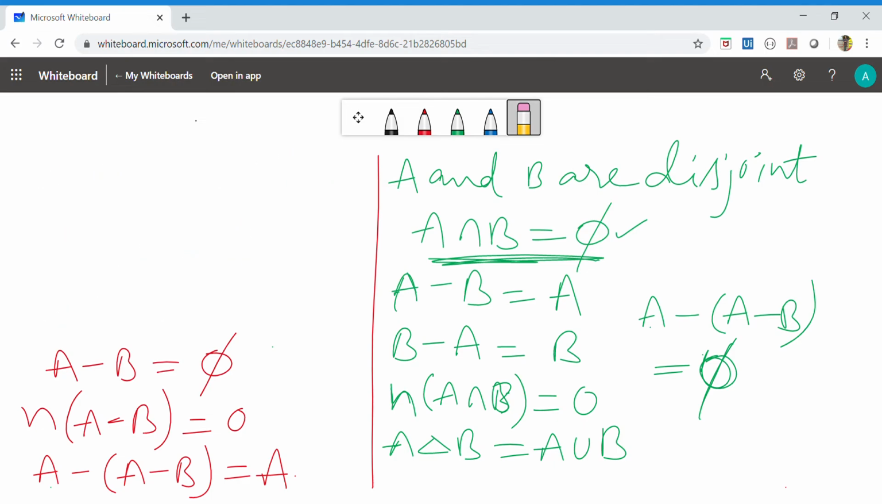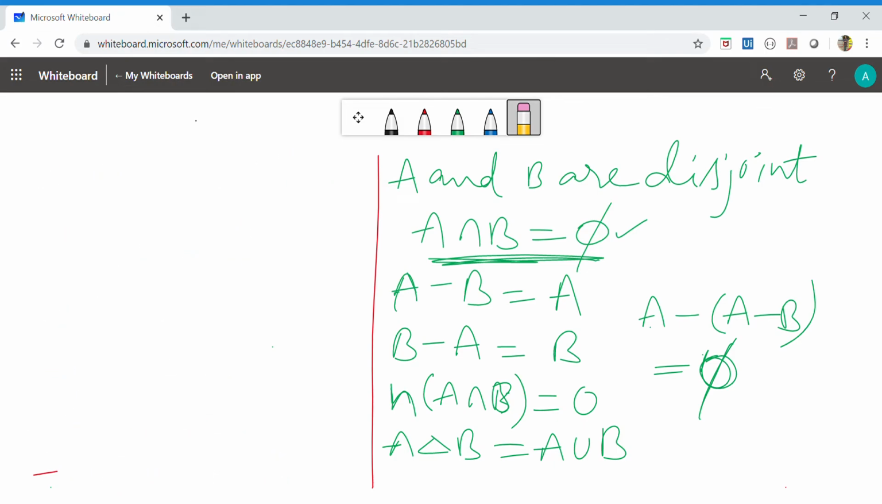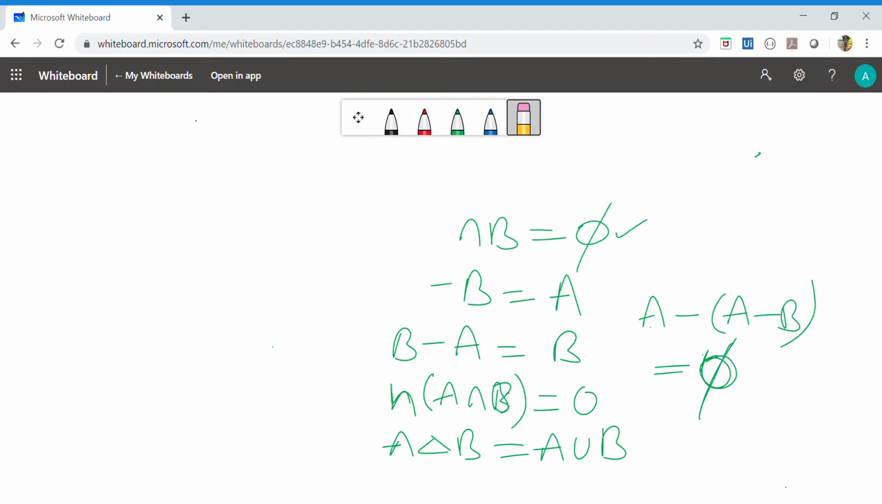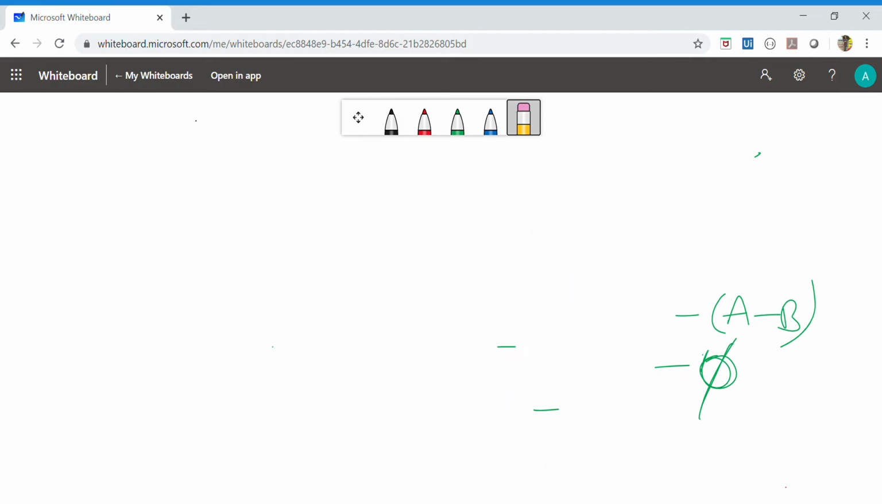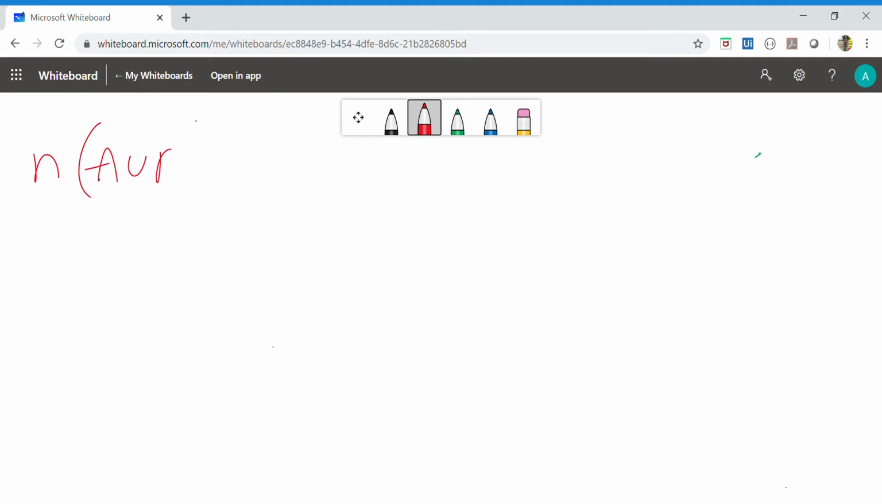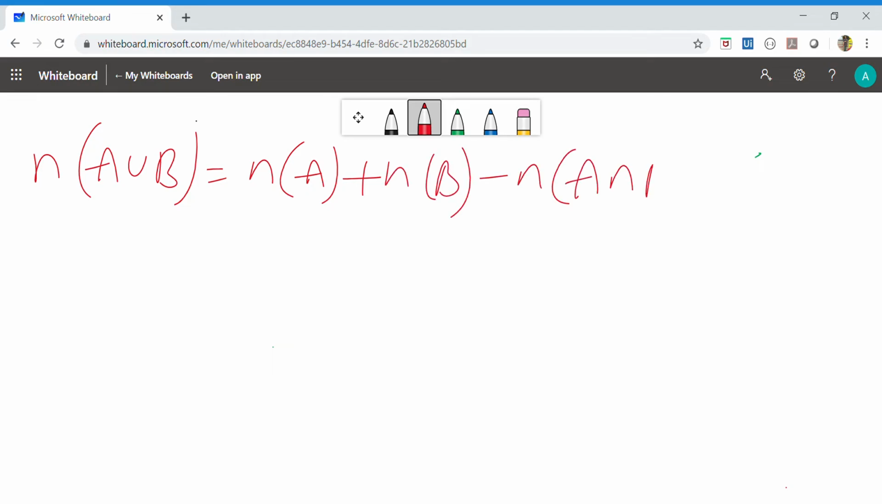Next, these are the important formulae. That means you have to understand this properly, then you can solve the sums easily. So you can note down all those things while I tell. Next, one more important law: n of A union B is equal to n of A plus n of B minus n of A intersection B.